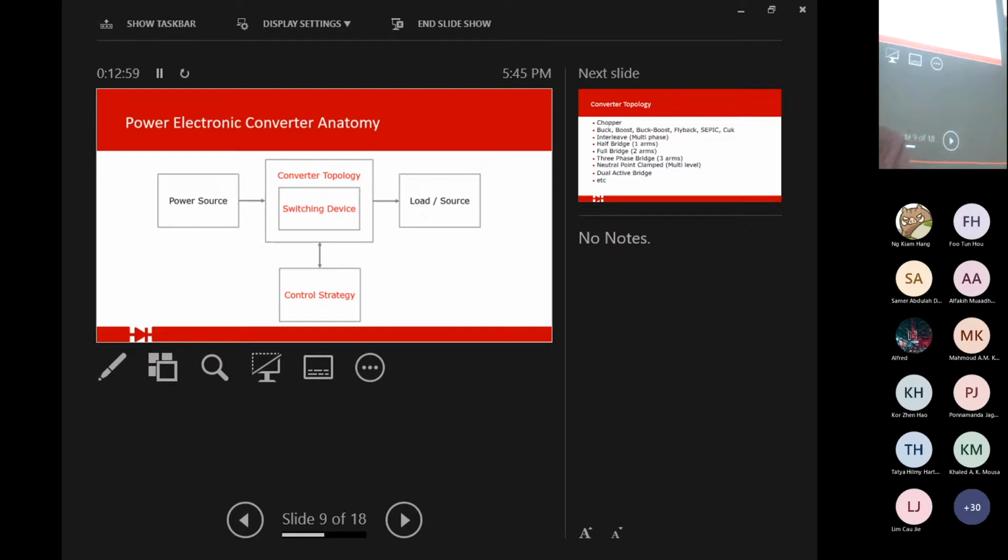Switching devices are transistors and diodes, which form the topologies. What types of diode or MOSFET you use will actually affect the performance of your converter. And lastly, control strategy. You all study control engineering already, right? Or control systems. That is where you will see the application here.